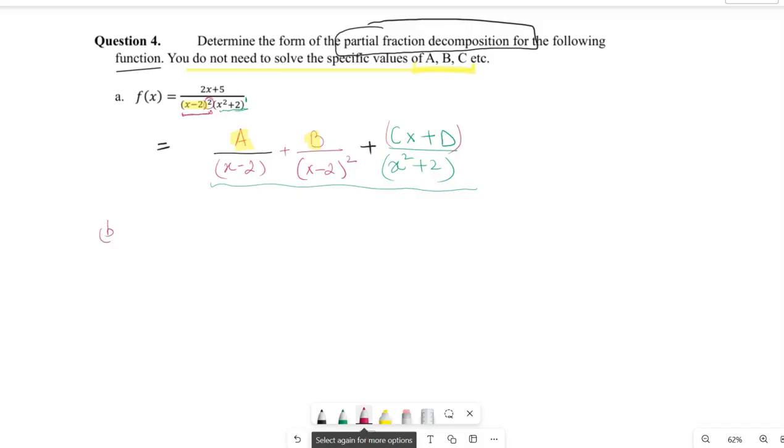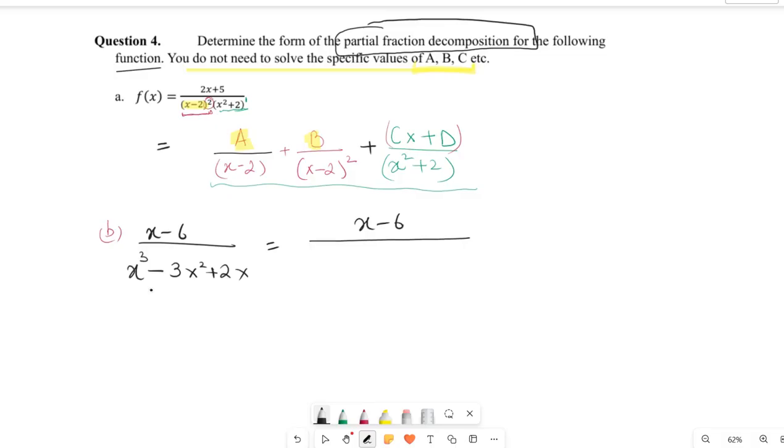Let's try the second part of it. Second question is this one. If you notice here, the denominator's factors are not given, so the first step is to factorize it. I see x is in each of them, so I'm going to first factor out x, see what's left inside. x squared minus 3x plus 2.